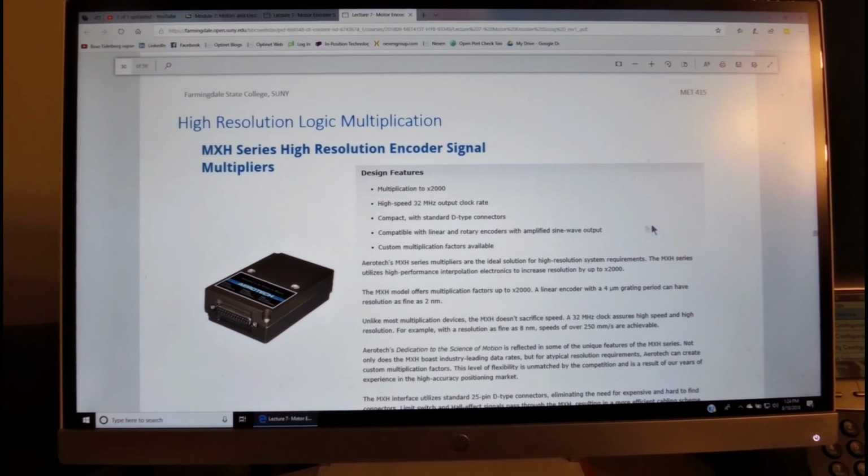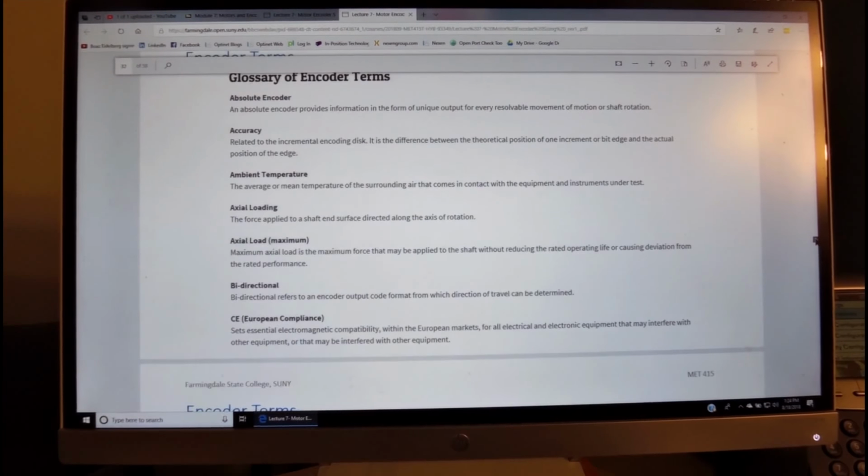We see over here how the typical logic multiplier may be connected to an encoder through these connectors into the controller. So we come in with a low resolution device, and we could amplify it up to a factor of 2000 in this particular example, and get higher resolution.